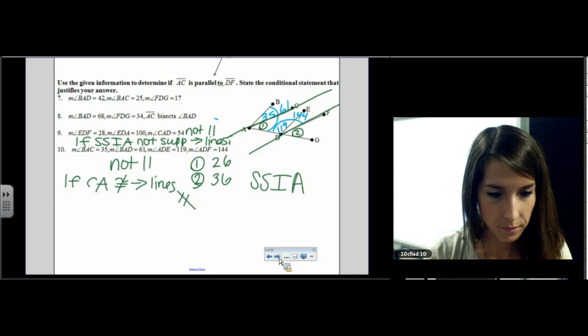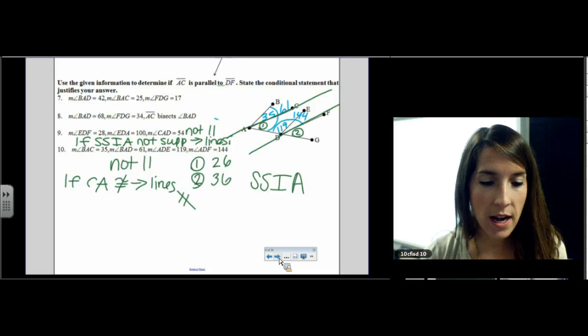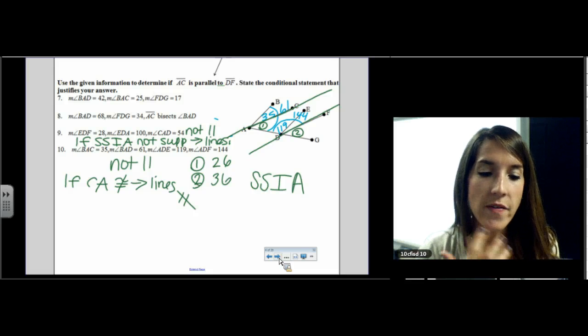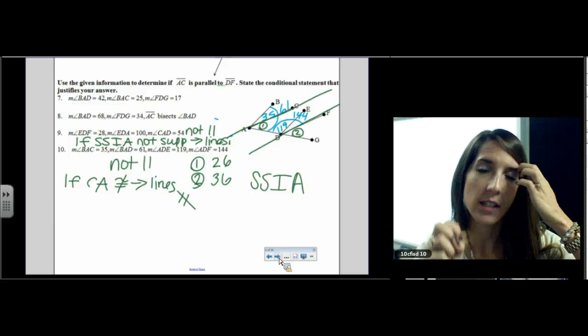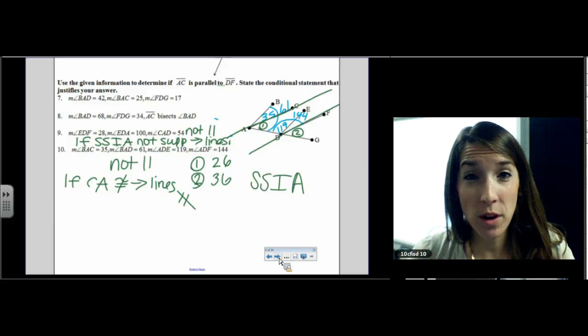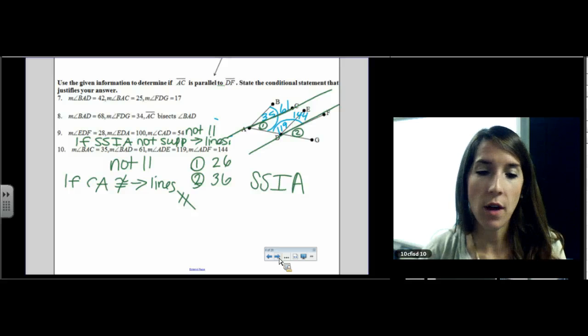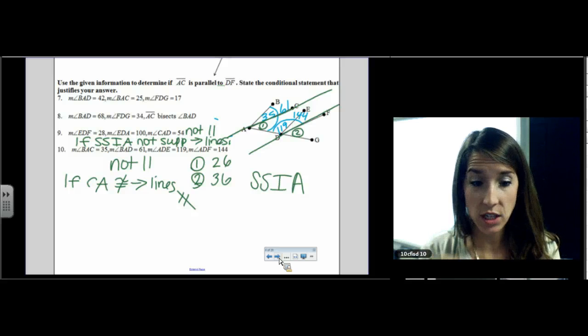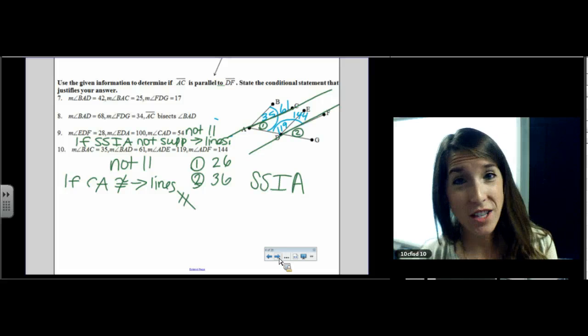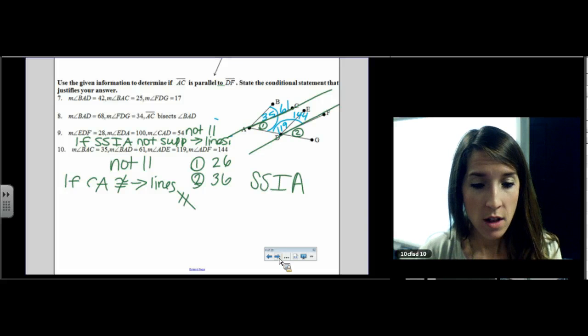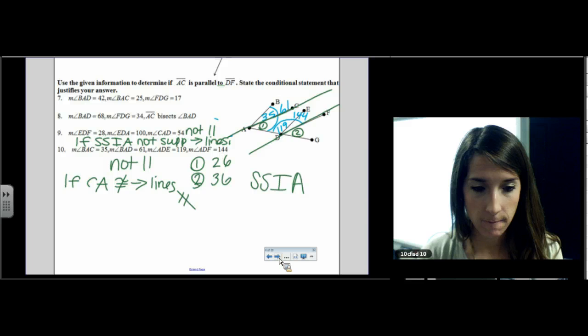Okay. Good question, Anna. These statements justifying our answer are good practice for when we're going to start writing proofs in congruent triangles. So no, you don't have to know how to write them exactly for this unit right now, but you will have to do that for congruent triangles, so it is good practice.